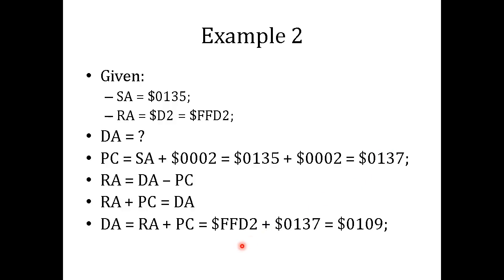I added, and remember all the addresses must be written in 2 bytes, right? Because the destination is a real address. Source address, destination address, these are the real addresses. Relative address is not a real address, it's just a difference of address. So my answer is 0109. Remember, if you have a carry at the very end, you will drop it, because you always have to write it in 2 bytes. Address cannot be longer than 2 bytes, right? Any question here?